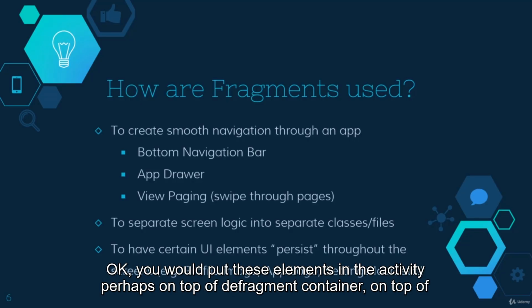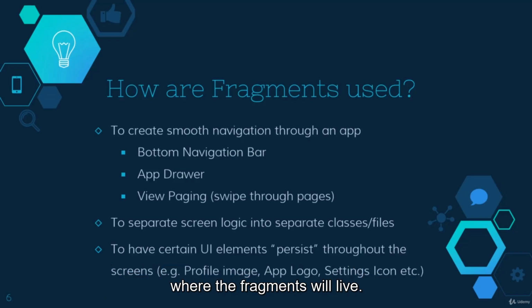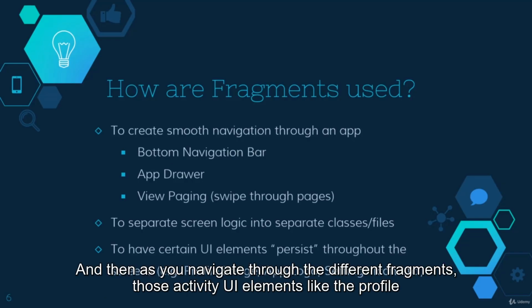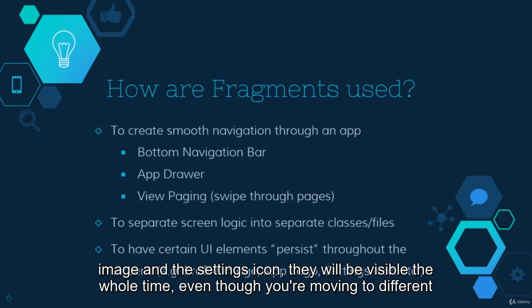Okay? You would put these elements in the activity, perhaps on top of the fragment container, on top of where the fragments will live. And then as you navigate through the different fragments, those activity UI elements, like the profile image and the settings icon, will be visible the whole time, even though you're moving to different screens.